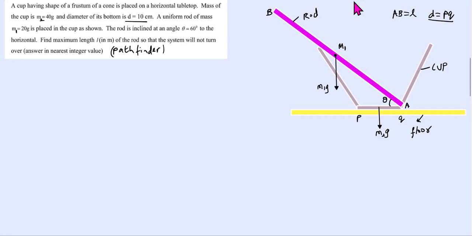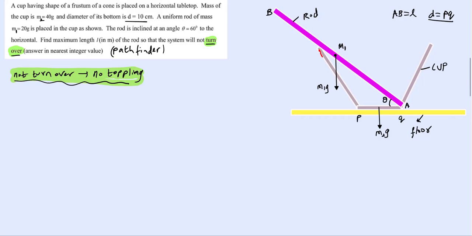Then he's asking about the maximum length so that the cup will not turn over. Turn over means it should not topple. This word turnover, what is the meaning of that? Not turnover means no toppling. There should not be any toppling. So for that, what are the conditions? We'll get into the free body diagram.